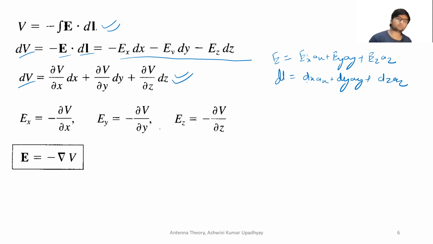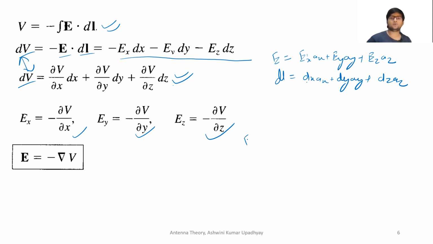So you get this, and if you compare this equation with this one, what are you going to get? You are going to get Ex as minus del V upon del x, Ey as minus del V upon del y, and Ez as minus del V upon del z.